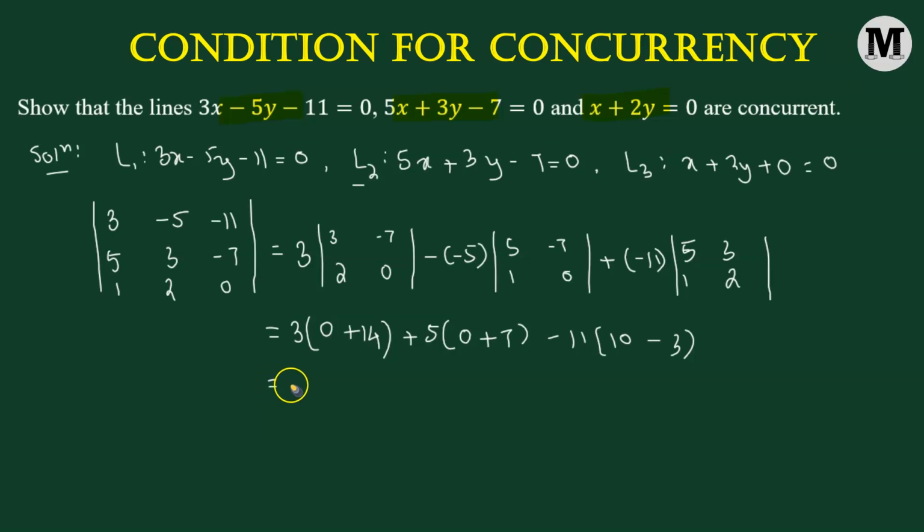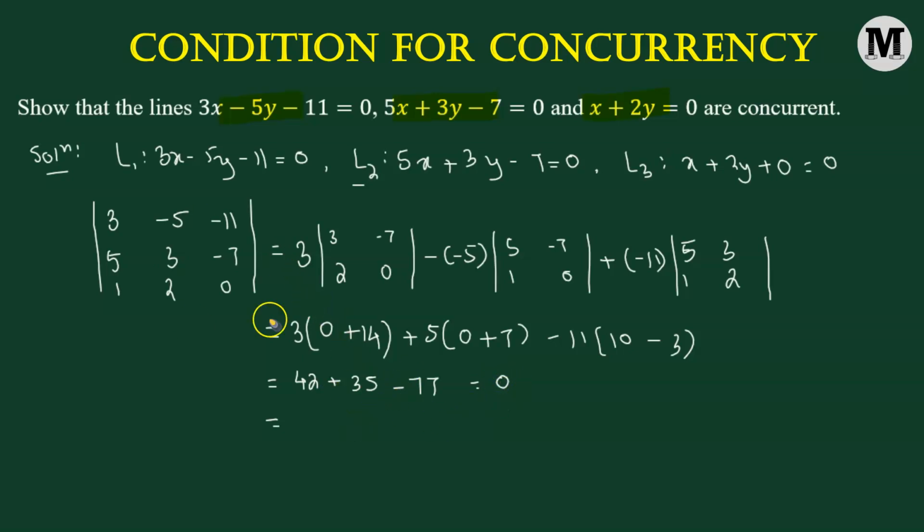So that's further expanded. So 3 times 14, that's 42, added to 5 times 7, that's 35, minus, so we have 10 minus 3, that's 7. 7 multiplied to negative 11 makes it negative 77. Now clearly, 42 plus 35, that's going to be equals to 77. So 77 minus 77, that's 0.